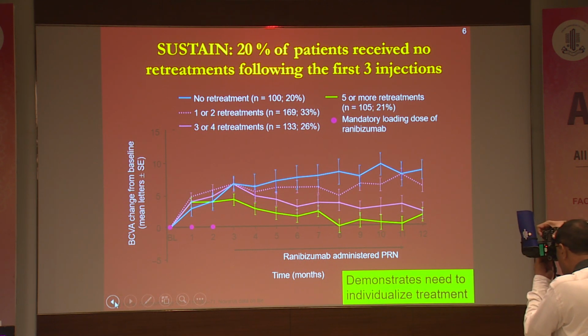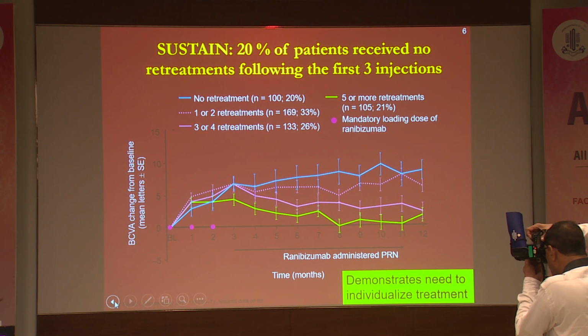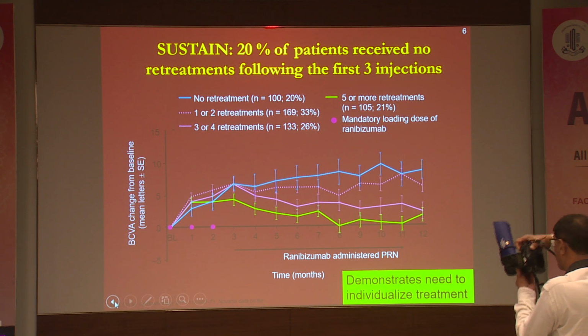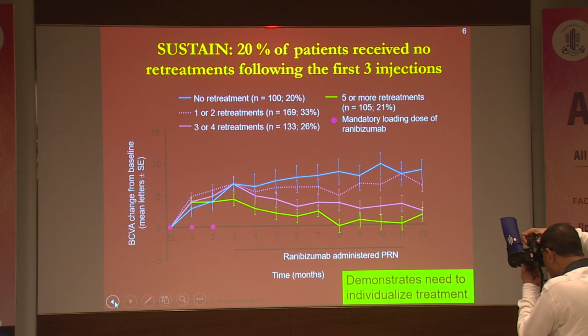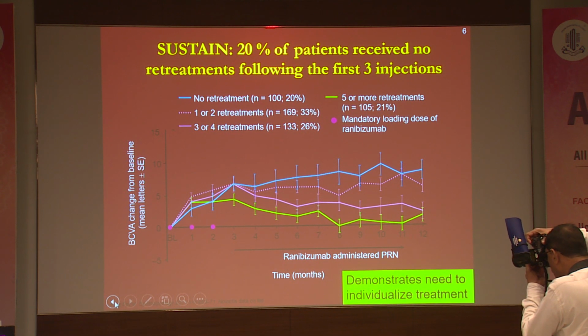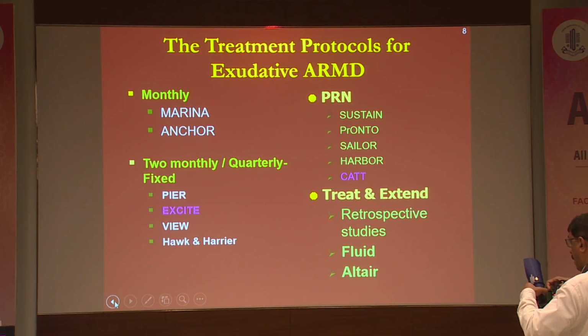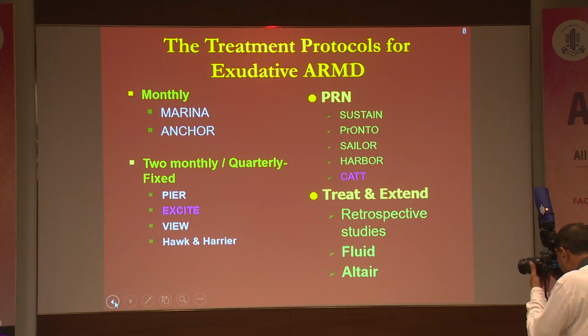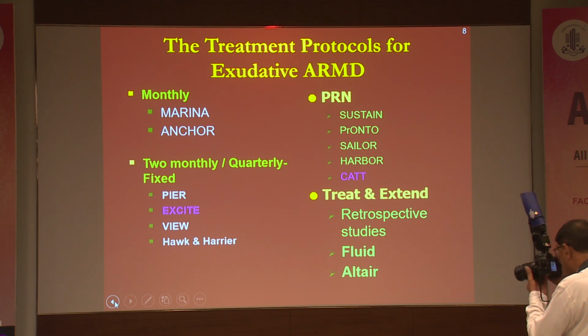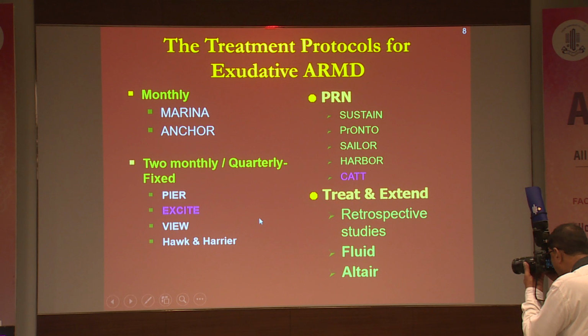So the need for personalization comes from the fact that different patients need different numbers of injections over the whole year, and can vary from 3 injections to as much as 8 to 9 injections per year, and even more. The options available to us, as Gopal just told you, are ranibizumab, bevacizumab, aflibercept, and brolucizumab, and their biosimilars. The treatment protocols, monthly, 2 monthly, quarterly, fixed, PRN, treat and extend, have all been used, but the most important are the PRN and the treat and extend.